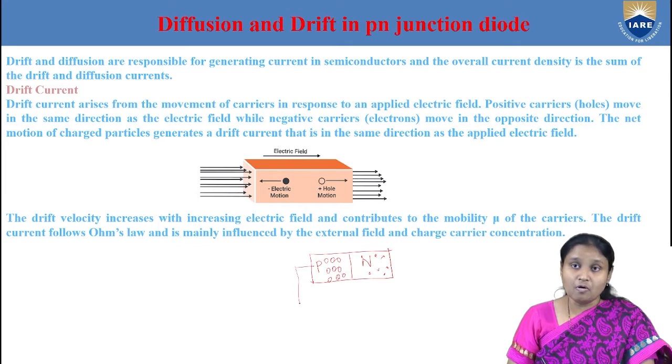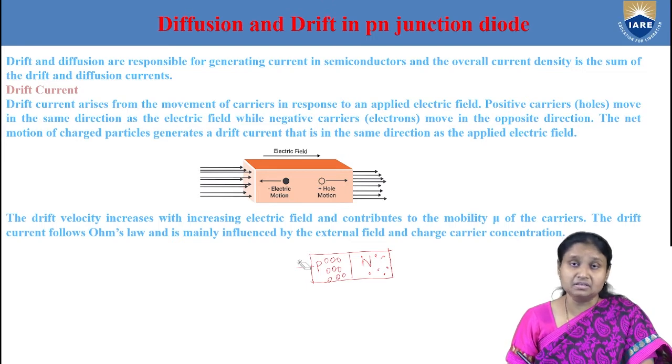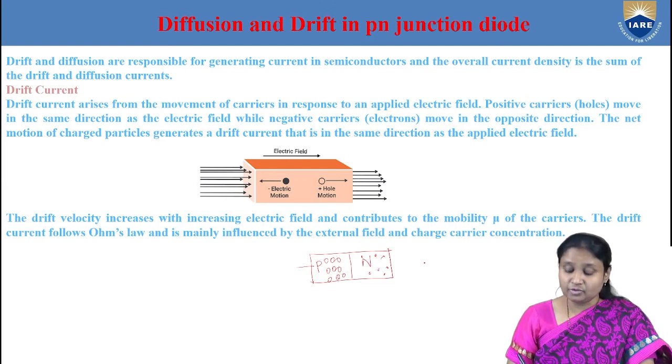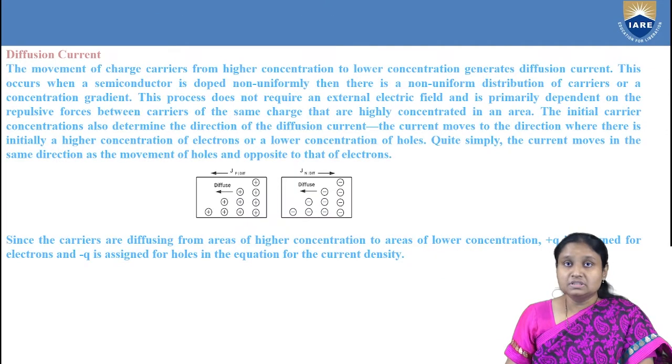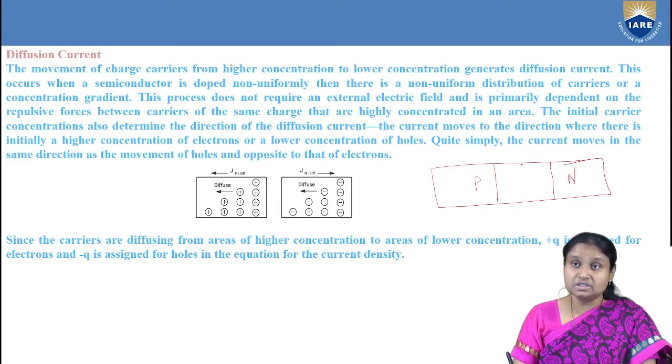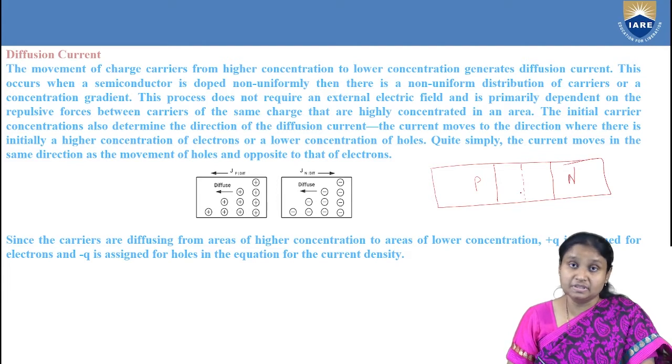Once we form the PN junction by combining P-type and N-type semiconductors, there is one very important phenomenon taking place. That process is called diffusion. We can have a look at this particular figure. This is our P-type semiconductor, these are N-type semiconductors, and this is the junction layer separating the P-type and N-type semiconductors.